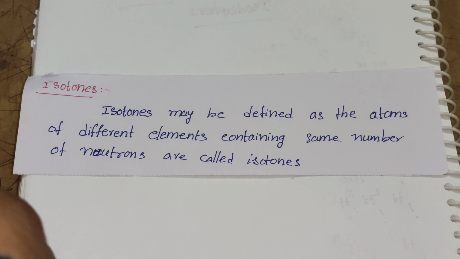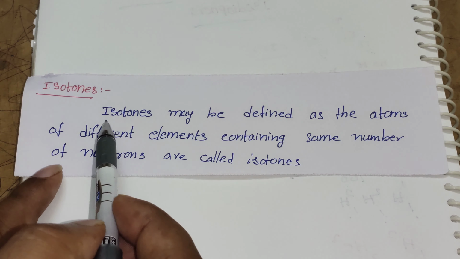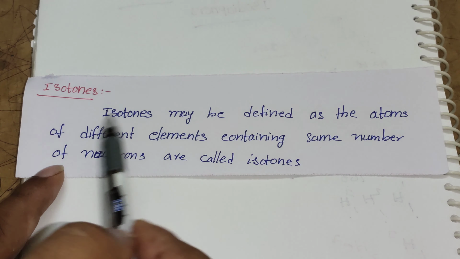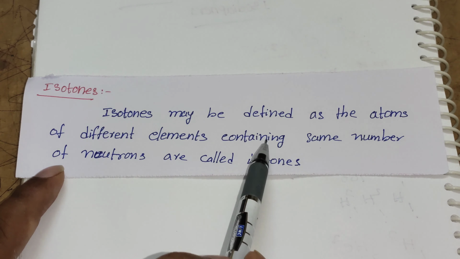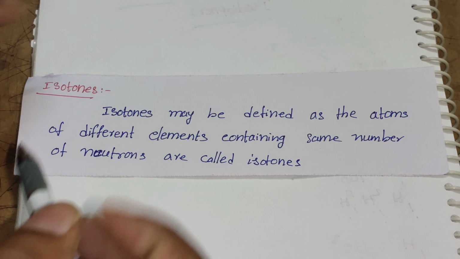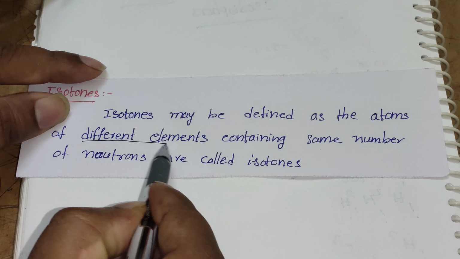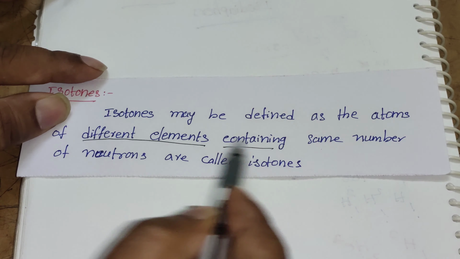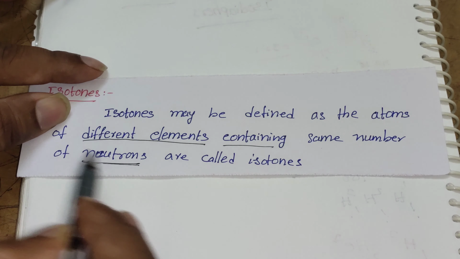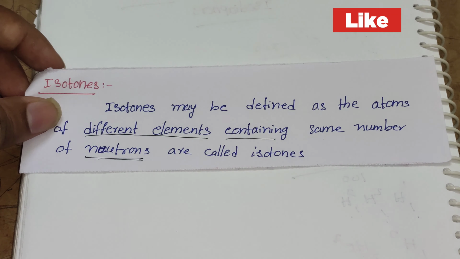And next one is isotones. Isotones may be defined as the atoms of different elements containing the same number of neutrons. Different elements containing the same number of neutrons. Here the neutrons are the same. Now we will discuss an example.